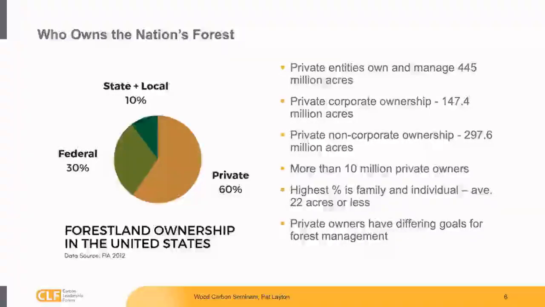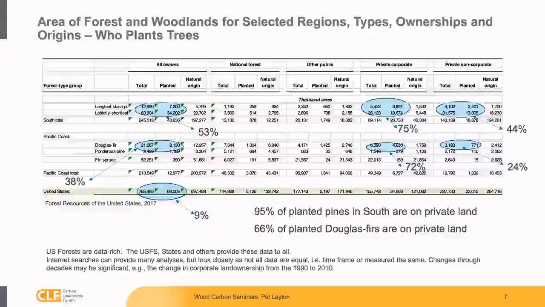The highest percentage of these private non-corporate ownerships is family and individuals, and they average 22 acres or less. Private owners have differing goals for forest management, and in fact, many private owners don't do any forest management at all. So there is a wide range of what they do with their land and how they're managing their timber. One of the indicators of management is just, do you plant trees? And I think it's important to understand that of the forest in the United States, as you can see on the bottom left, total acreage versus the number of planted stands, there's less than 10%. About 9% of the forest in the United States is actually planted.